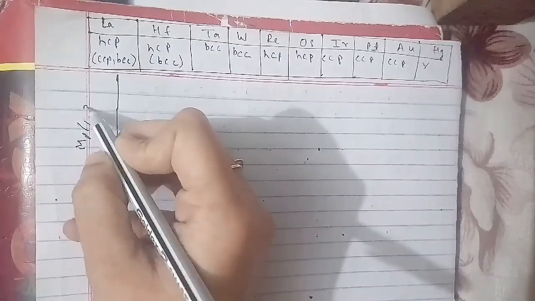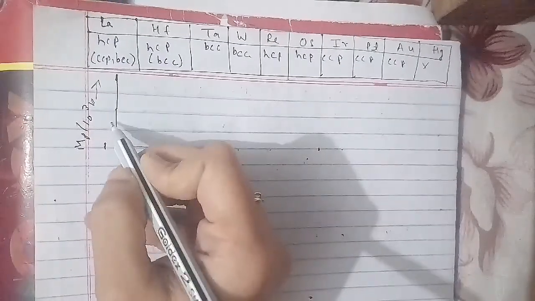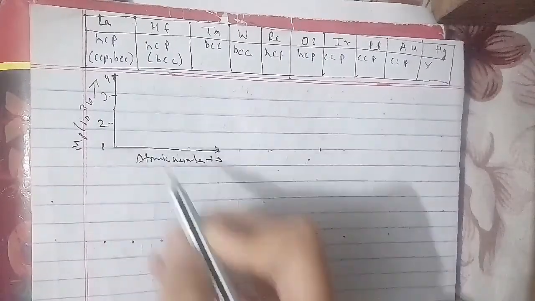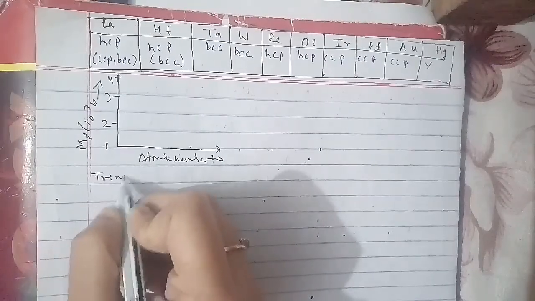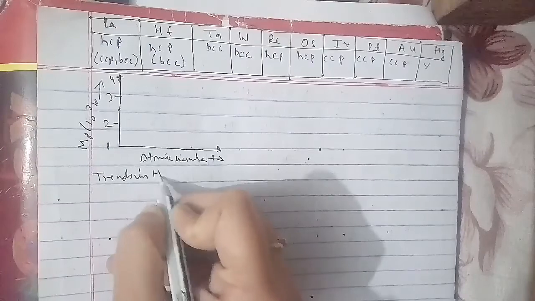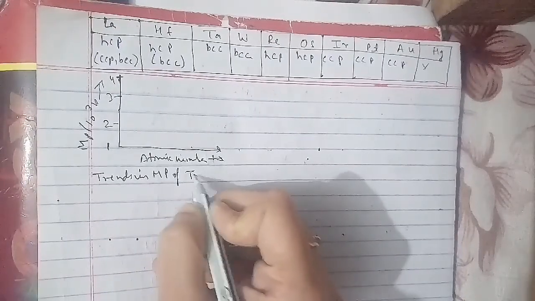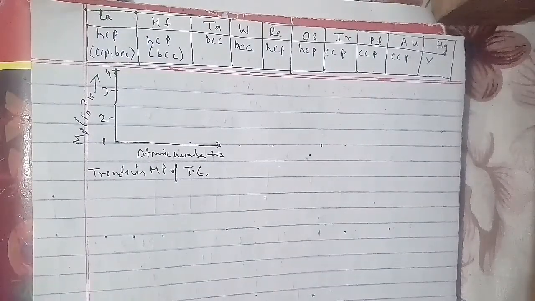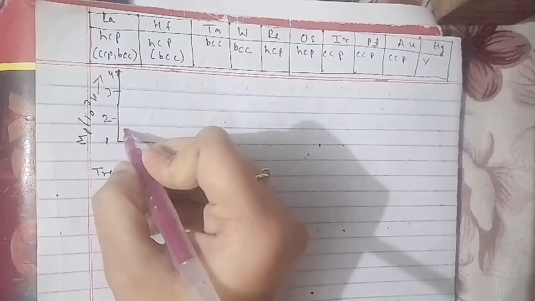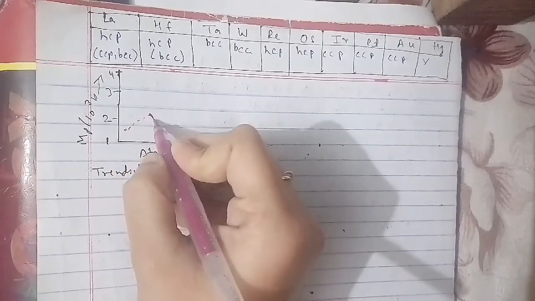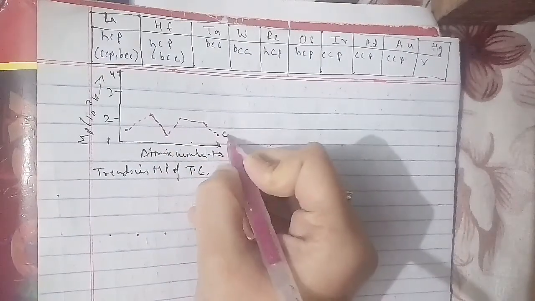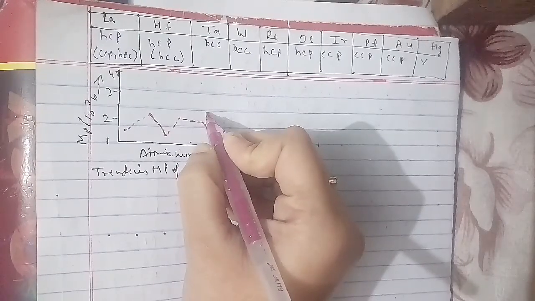So this is your trends in melting point of transition elements. On the same axes, we draw with different pens so that it will be visible to you. This is for Cu. This is Ni, Pd, Co, Fe, Mn, Cr, V, and this is Ti. So this is all that we had labeled out.